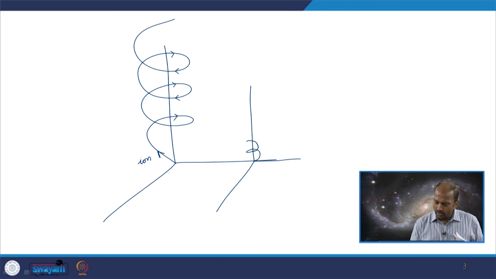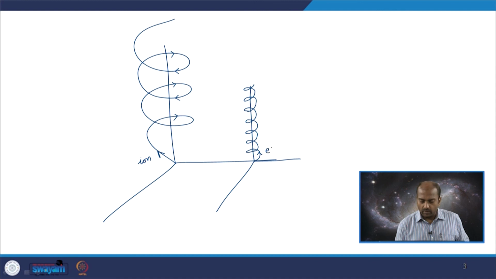What I have done is I have kept the radius of gyration of the electron small so that the effect of mass is reflected in the picture. So, this is an electron and this is an ion. That means the more the mass, the larger RL will be. So, this is the idea.